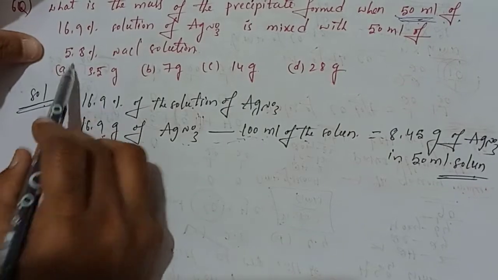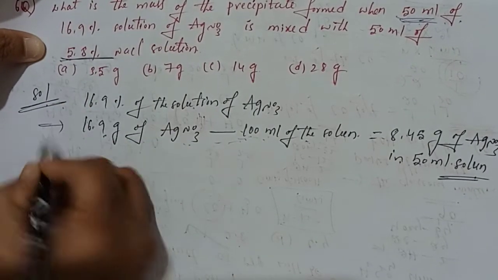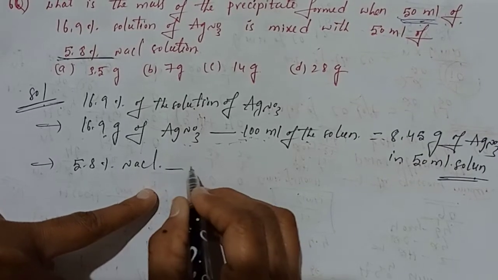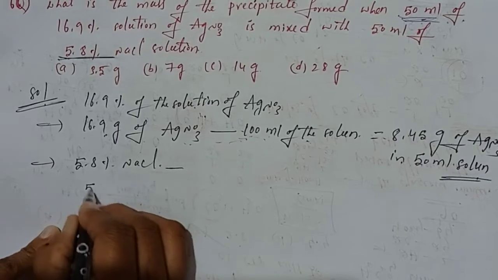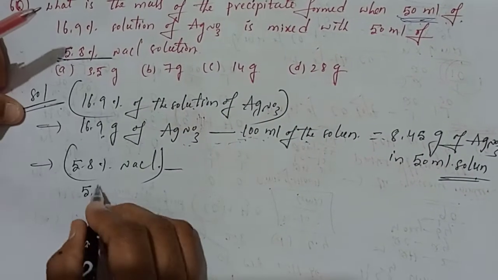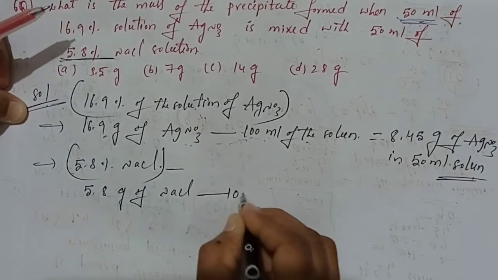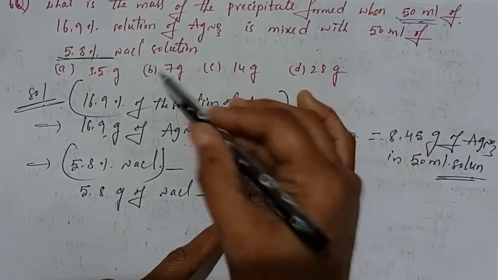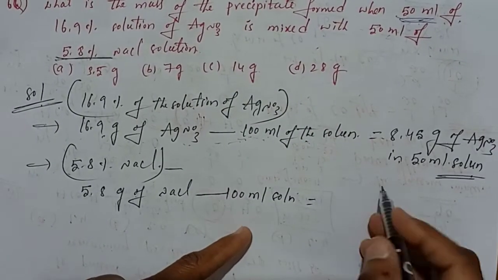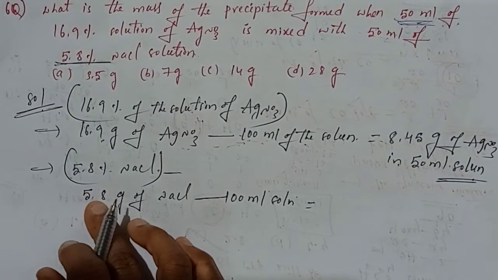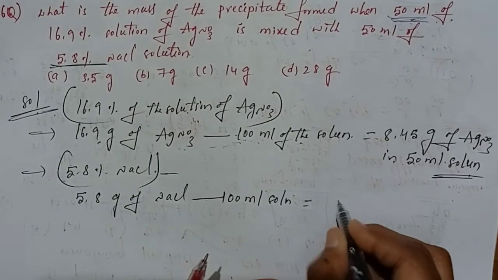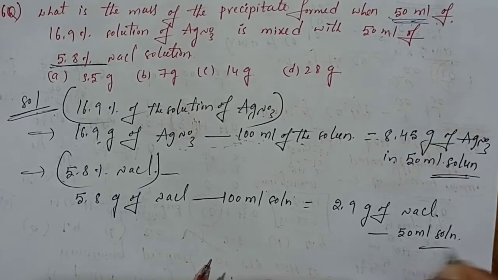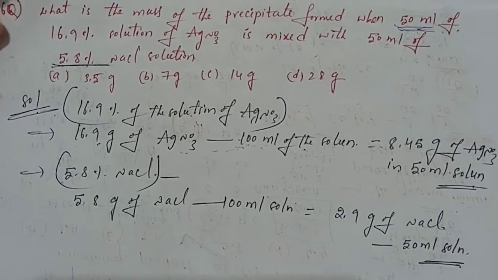Now see, students, here also 5.8% NaCl solution. What is the meaning? 5.8 grams of NaCl is present in 100 ml of the solution. But in the question, what is given? It is mixed with 50 ml of NaCl solution. So in 50 ml, in this half, 5.8 half is 2.9. So 2.9 grams of NaCl is present in 50 ml of the solution. Understood? Okay, now see the question.